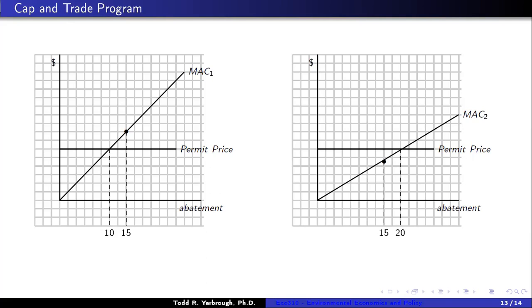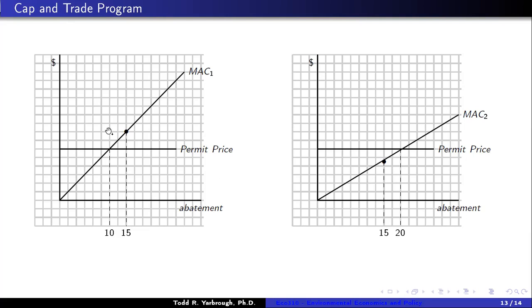And so by polluting 10 units, this means that firm one would have to abate 15 units. Again, firm one is currently emitting 25 units of pollution. The government then says you can't emit that much anymore. So we're going to give you pollution permits, and you're only going to be able to emit 10 units of pollution. This means that they must abate the other 15 units of pollution.